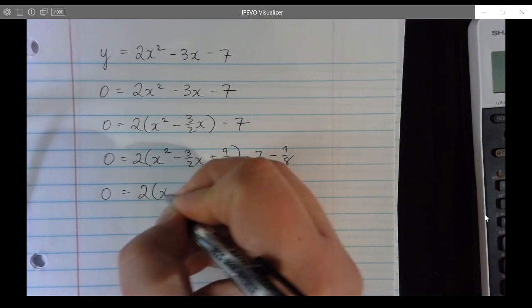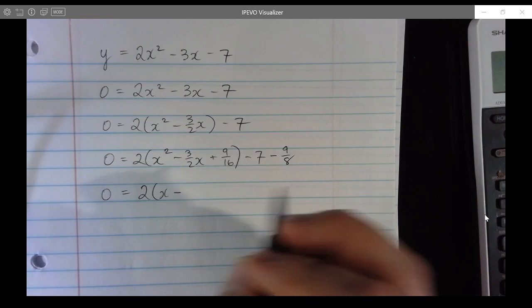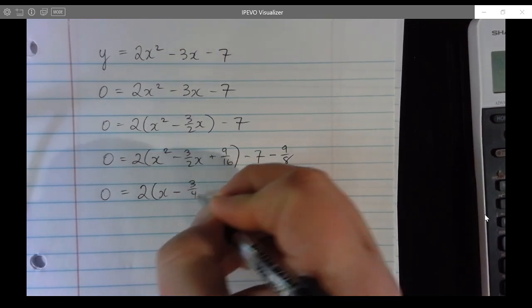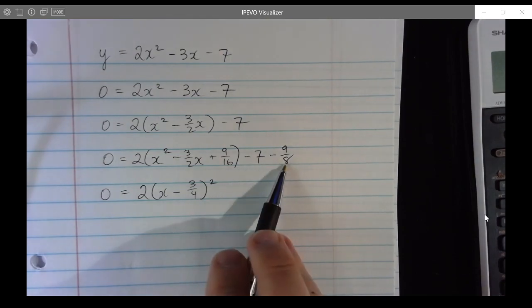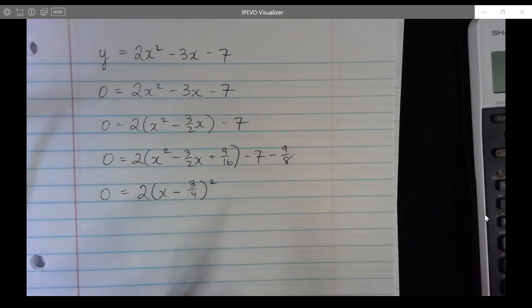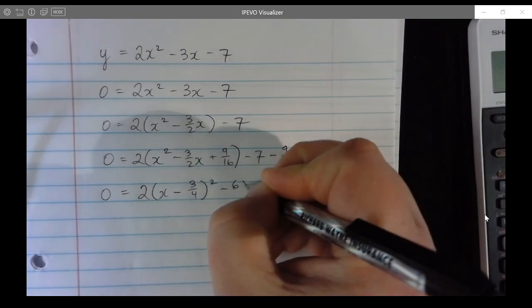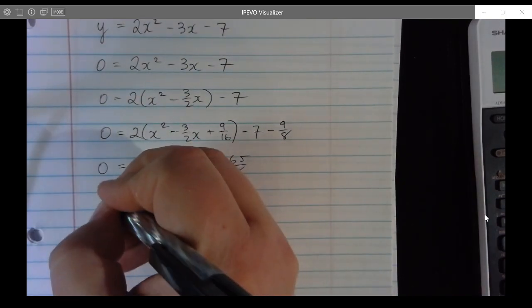So that's x minus, I know it's a minus because that's a minus, and then the square root of this term is always what goes here, so that's 3/4. And then 8 is my common denominator of 1 and 8, so 7 over 1 is equal to 56 over 8, so 56 and 9 is 65. Then in the next step, I'm going to add 65/8 to both sides, right?